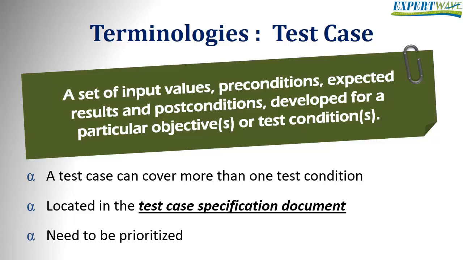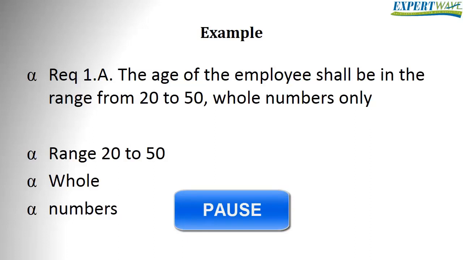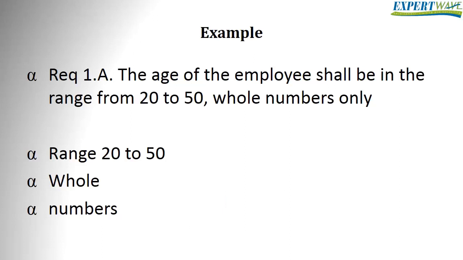Let's continue with our example to see how to create test cases. First, let's look at the first test condition, range 20 to 50. How would you test this test condition? Give it a thought for a second, pause the video and then come back again. Correct. So we should test below the range, so we will try 10, which should be rejected by our software. And we should test inside the range, so we will try 40, which should be accepted by our software. And above the range, so we will try 60, which should again be rejected by the software.